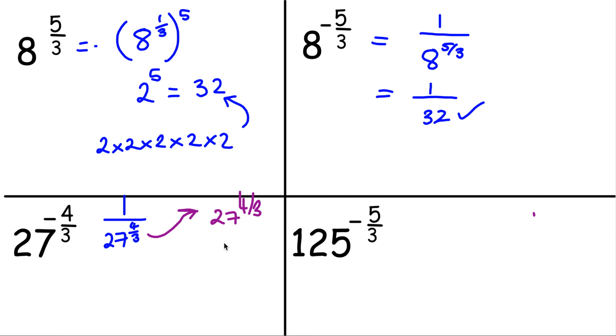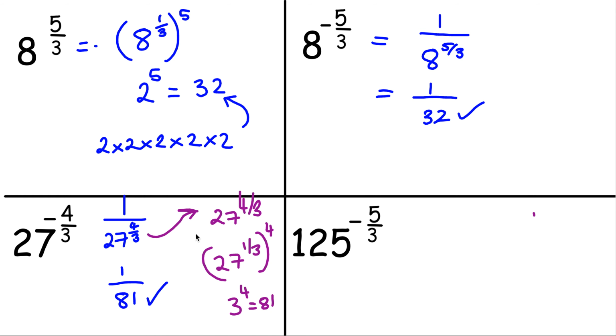Okay, so 27 to the power of 4/3, what I'm going to need to do is bring my third inside the bracket and then power it by 4. So 27 to the power of 1/3 is 3, and 3 to the power of 4 is 81. Now I've worked out the denominator here, which I found out was 81. I can now bring this back into the equation by doing 1 over 81. And that would be my final answer. And this is the side calculation to get there.